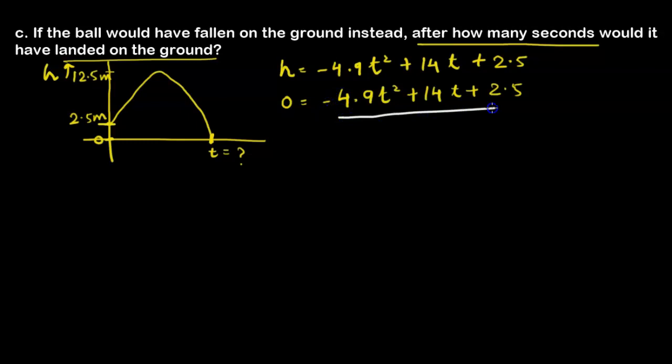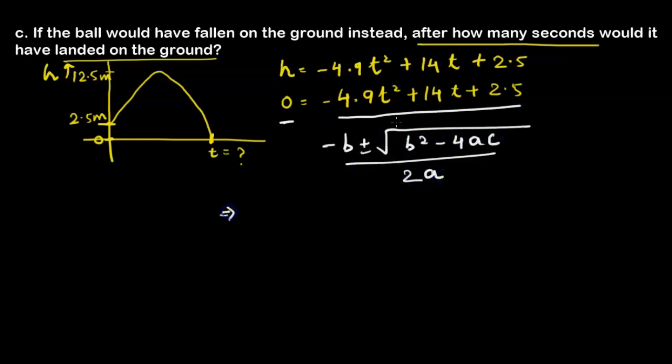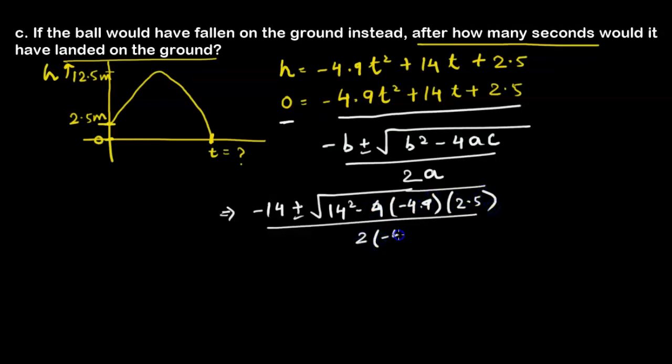We know again this is a standard form quadratic equation and the other side is equal to 0, so we would use the quadratic formula to solve this. The quadratic formula is negative b plus minus the square root of b squared minus 4ac, the whole thing divided by 2a. Negative b is minus 14 plus minus the square root of 14 squared minus 4, for a is negative 4.9, c is 2.5. The whole thing is divided by 2a, which is 2 times negative 4.9, and this gives us negative 14 plus minus the square root of 245, the whole thing divided by negative 9.8.